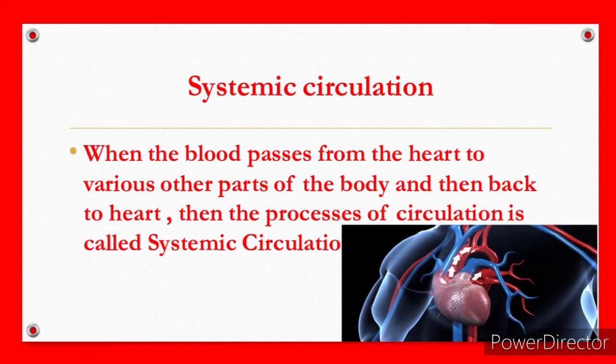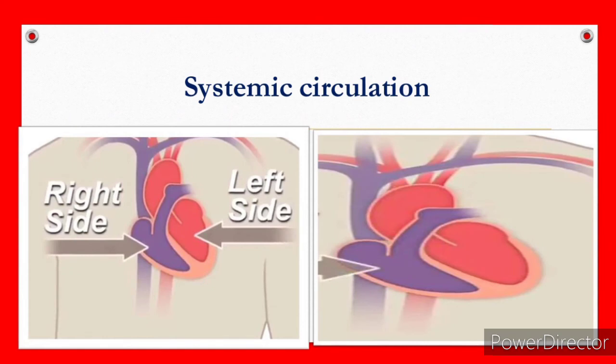So, the blood from the heart, that means the oxygenated blood from the heart, goes to the various parts of the body. The various parts of the body have to get the good blood, or oxygenated blood, and from the body cells it is collecting back again the deoxygenated blood, and then the deoxygenated blood comes back to the heart. And this process of circulation is called systemic circulation.